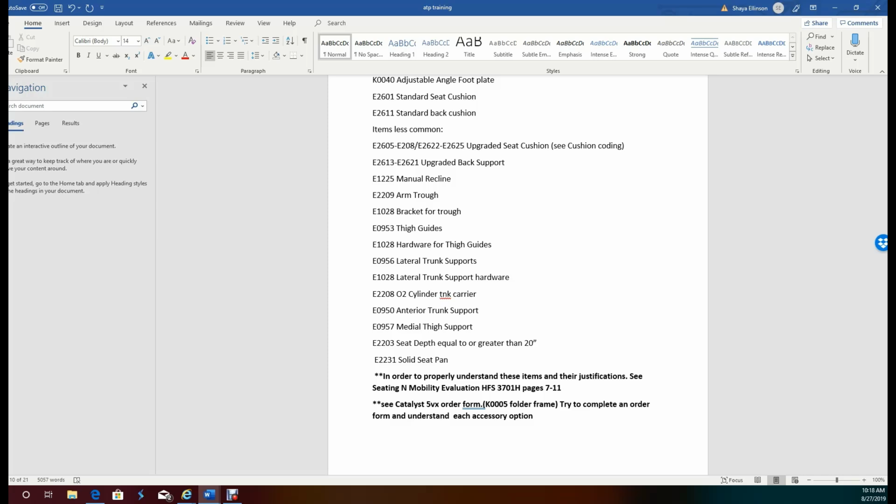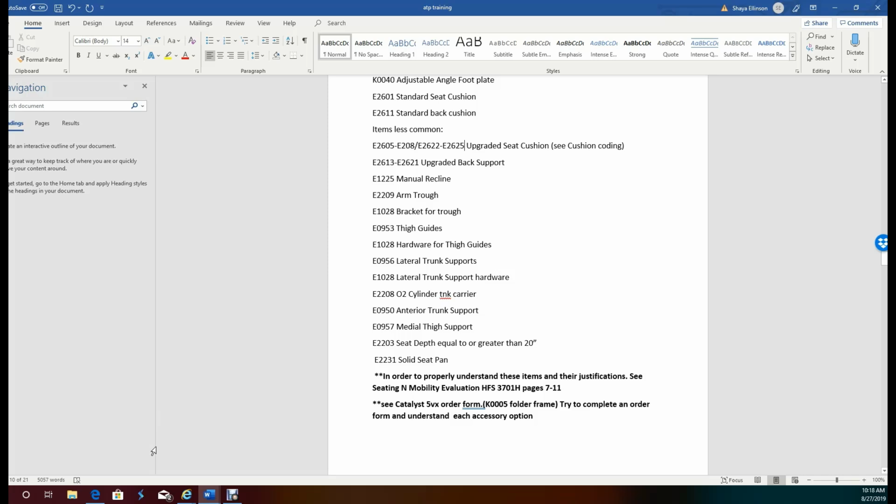Another example would be dementia versus Alzheimer's. A patient requires a contoured seat or back, and the patient is leaning over to the right. They want to put a lateral support on. If the patient has dementia, they will not qualify for the lateral support. If they have Alzheimer's, they would qualify.